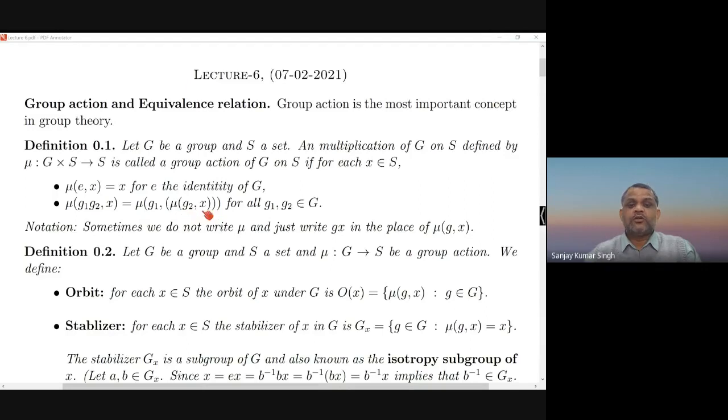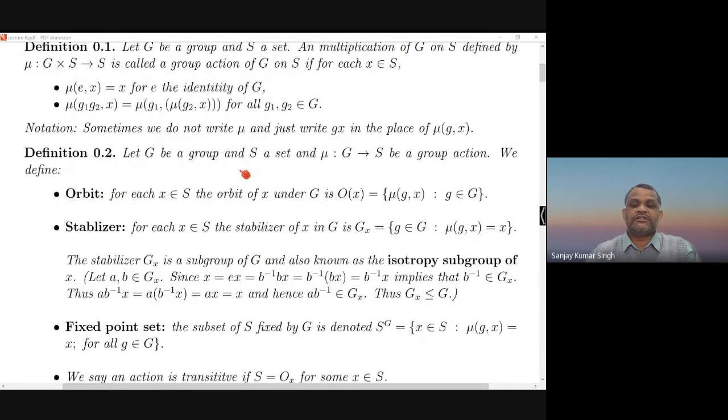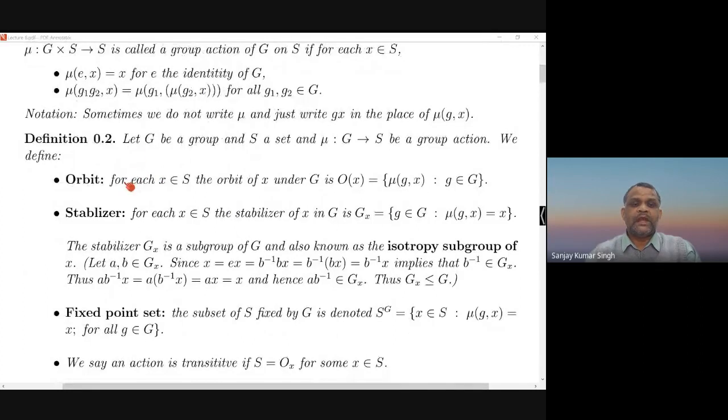And what is mu of G2 comma X? Because it is already an element of S, what I am saying makes sense. So if we have these two properties on such a map mu, from G cross S to S, then we call it a group action. I will give examples soon, but corresponding to any group action, I have some more definitions. One notation is that sometimes in place of mu of G comma X, I just write GX, meaning the image of G comma X. Sometimes we use this notation just for simplification.